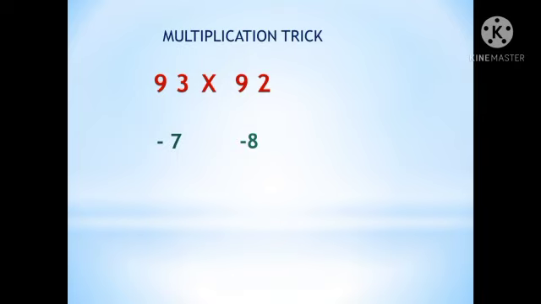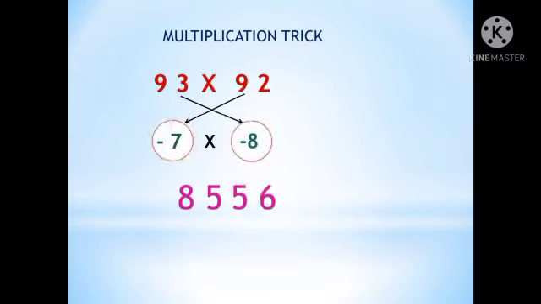Okay. Next we do cross subtraction, that is, we subtract 8 from 93 or 7 from 92. If we subtract 8 from 93 we get 85. Let us take note of the number 85. The first step is over. Second, we are supposed to multiply 7 with 8. If you multiply 7 with 8 we get 56. So attach 56 to 85. The final answer will be 8556.